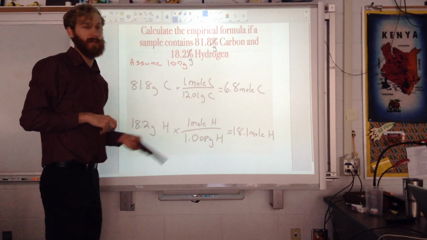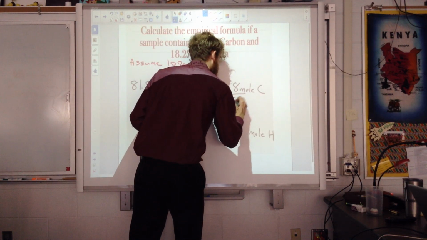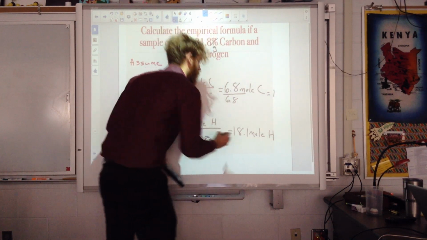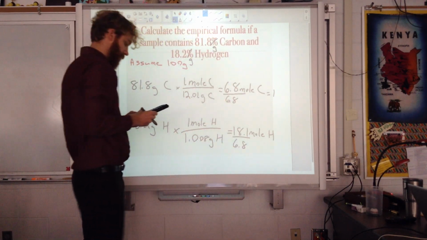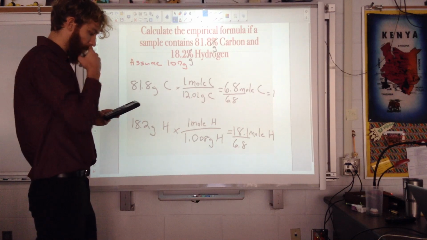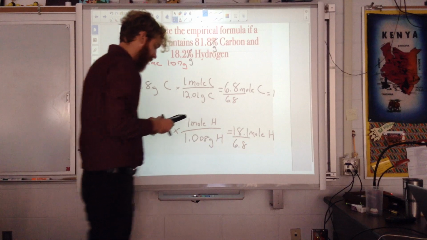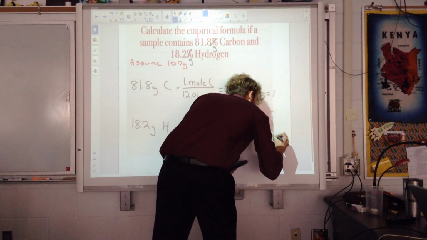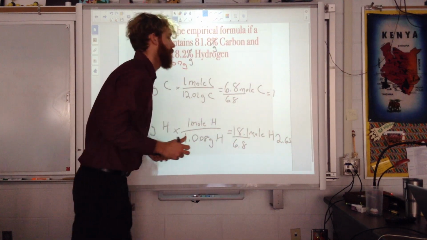Next thing we have to do is divide by the smallest. So in this case, 6.8 is going to be our smallest number. So we're going to divide by 6.8. That gives us 1. Divide this by 6.8 as well, and that gives us 2.65.